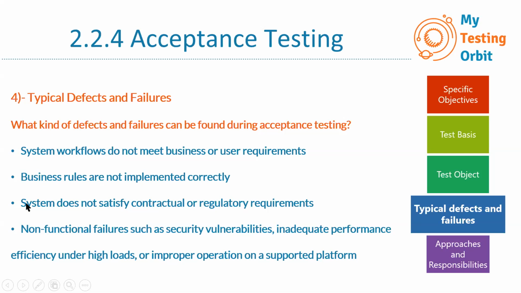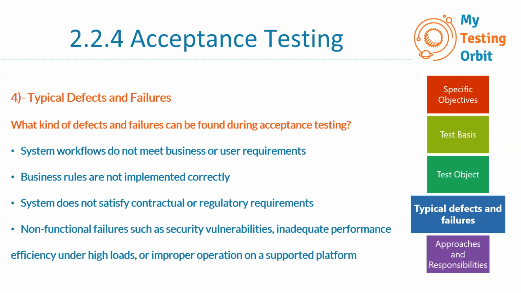The third one is the system does not satisfy contractual or regulatory requirements. If there is a contract and at the end anything happening in the system doesn't meet that contractual requirement or a regulatory requirement, then those kinds of defects can be identified in acceptance testing as well.